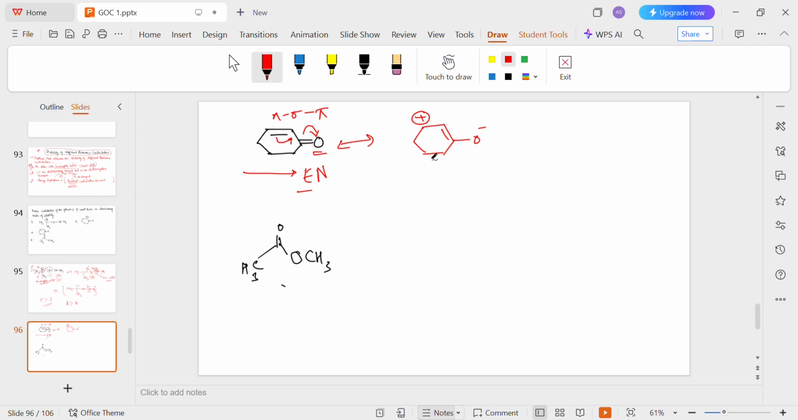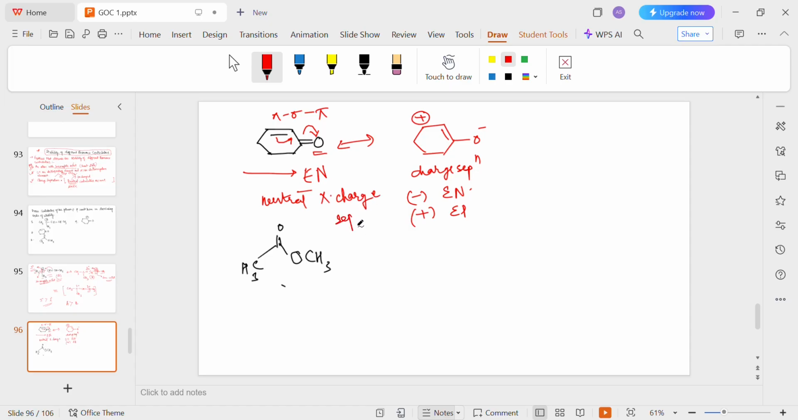Okay, here you have charge separation and you have a negative charge on electronegative element and a positive charge on electropositive element. Here this structure is neutral and charge separation is absent, no charge separation.